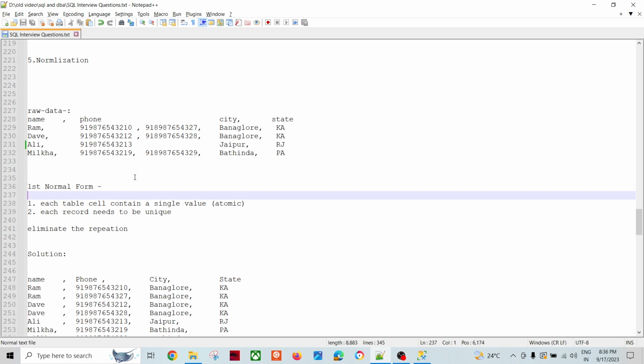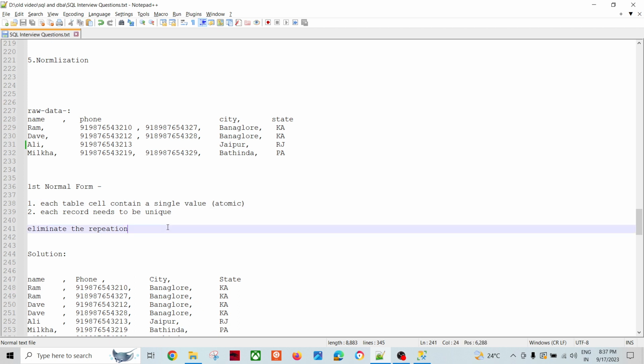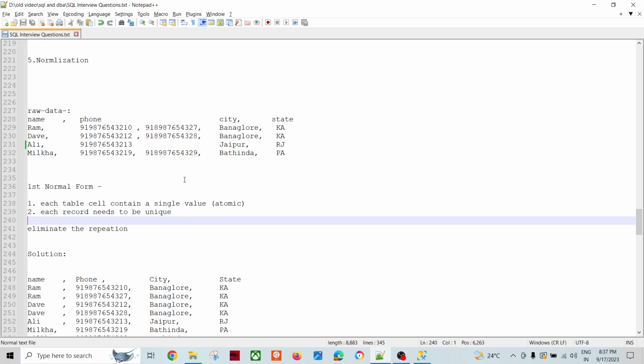The first normal form talks about two concepts. Each table cell contains a single value, so there will be atomic values within a cell. And another is each record needs to be unique. Let's talk about the example. I have a name, phone numbers, city and state. The name is Ram, and for the phone number, there are multiple phone numbers here. And then there is a city Bangalore, belonging to the Karnataka state.